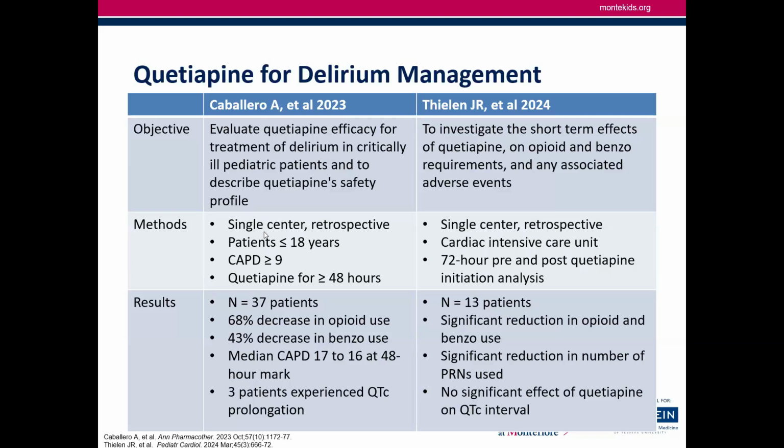There was a significant reduction in opioid and benzo use that was noted, as well as a significant reduction in the number of PRNs used as well. The study did find that there was no significant effect of quetiapine on QTC interval. And so all in all, the study found that not only was quetiapine safe, but also effective in significantly reducing the opioid and benzo usage.